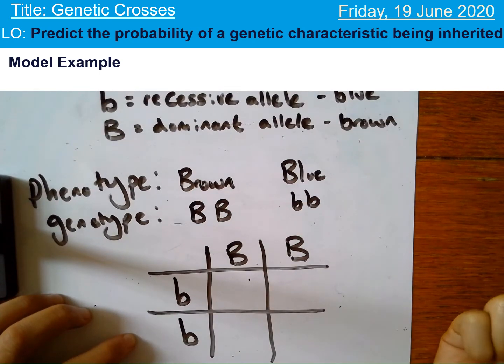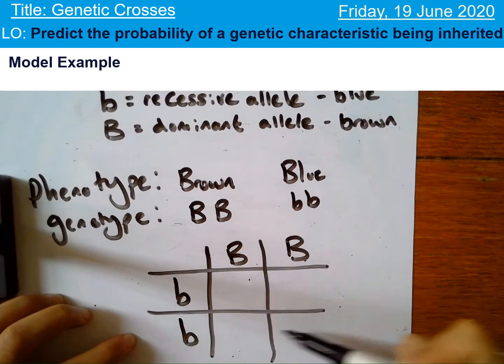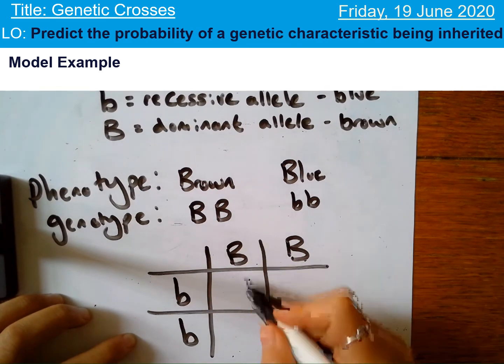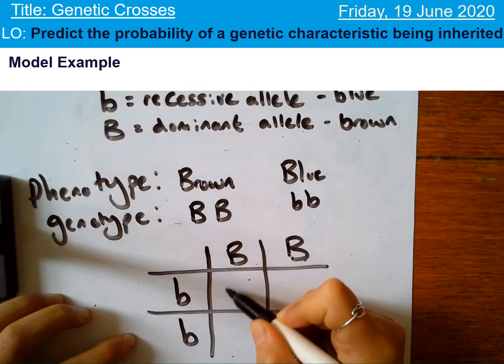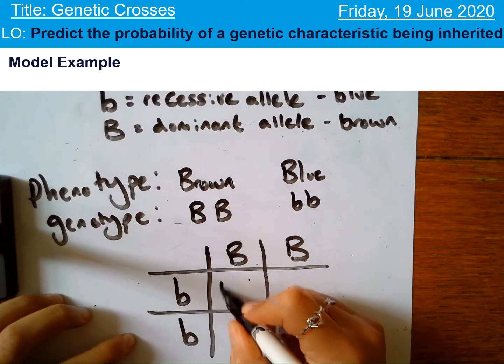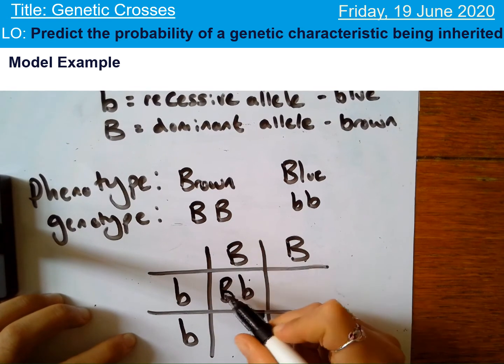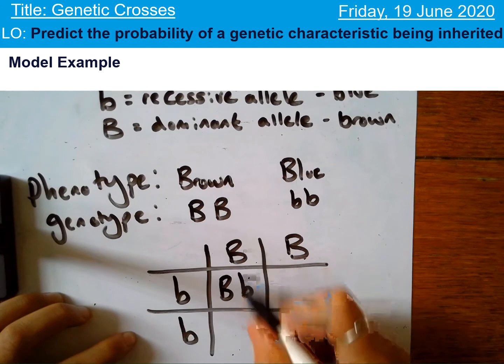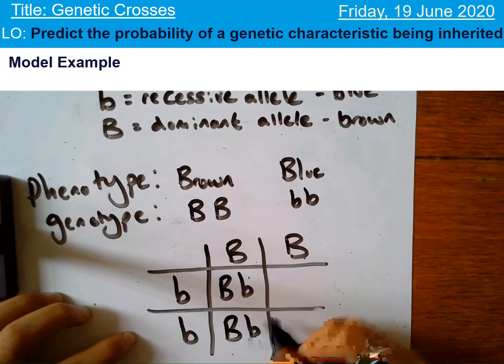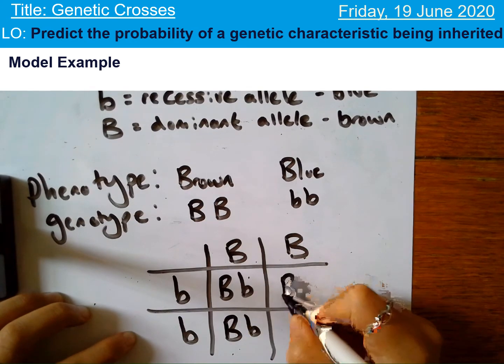To complete the Punnett square, I look at each of my 4 squares in turn and match up what is in each row and column. So I take my dominant allele from the top, my recessive allele from the side, and I end up with a heterozygous individual. I do the same again for each of the other boxes.